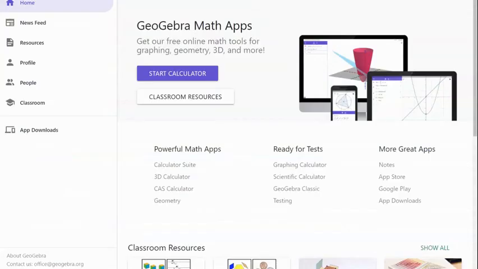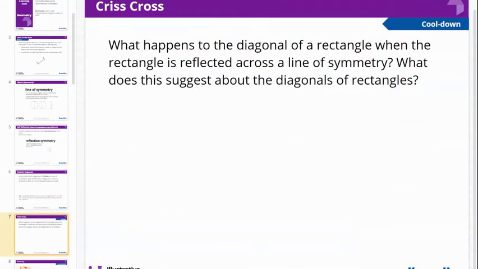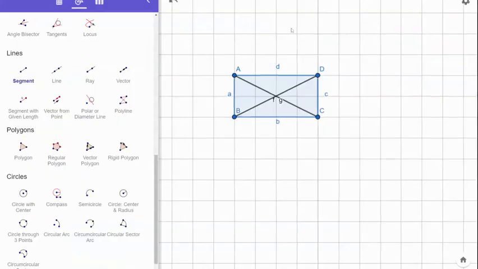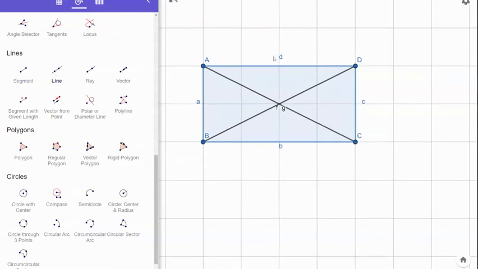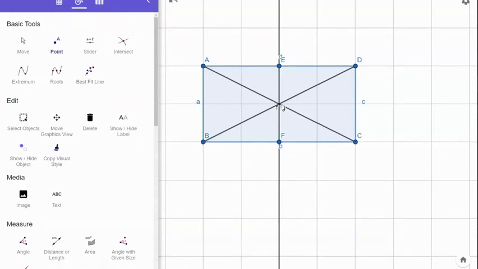And let me make sure I read this right. What happens to the diagonal of a rectangle when the rectangle is reflected across the line of symmetry? There are several lines of symmetry, aren't there? Is there more than one way to fold it or to reflect this rectangle? Like if I was to reflect across this line, right? That would be a line of symmetry. Now the diagonals, let me go ahead and create a point here so you can see it. Would A to G, right, this line segment, map onto D to G? Okay. Would B to G map onto C to G, right, the line segment CG? So what do you notice?